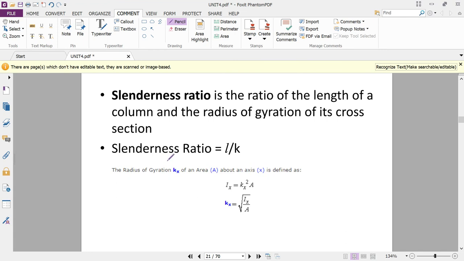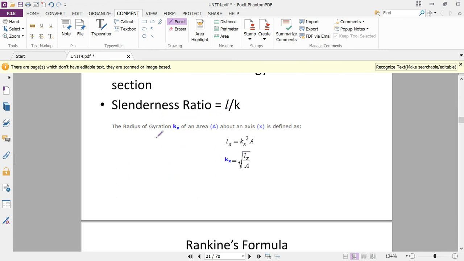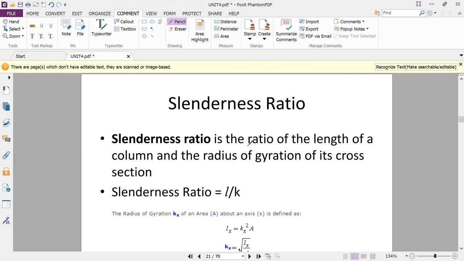So here slenderness ratio can be written as L by K, okay, and the radius of gyration Kx of the area about the axis can be defined as K square A. So here Kx can be written as under root of Ix by A. I is the moment of inertia about x axis and A is the area of the cross section of the column. So this is the most common formula which is applicable for the slenderness ratio. So this was all about the Euler's theory.